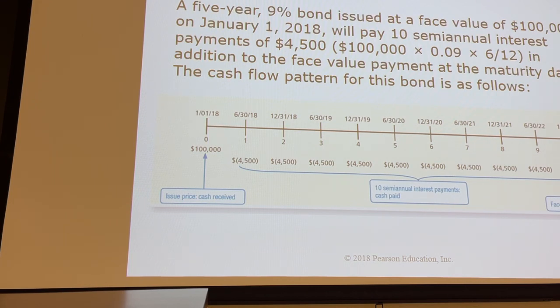And then every 6 months thereafter, you have a cash outflow of $4,500 to make the interest payments to the investors. And then on the maturity date, which is December 31st, 2022, there are actually two amounts that are paid out, because you pay the last interest payment of $4,500, and you also pay out the $100,000 principal that you're paying back to the investors on the maturity date of the bond issue.